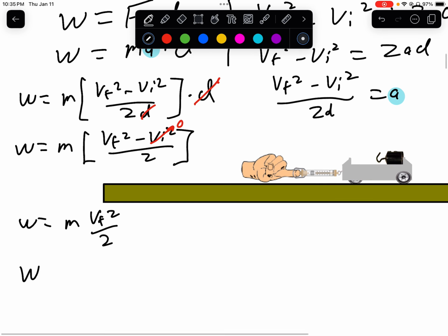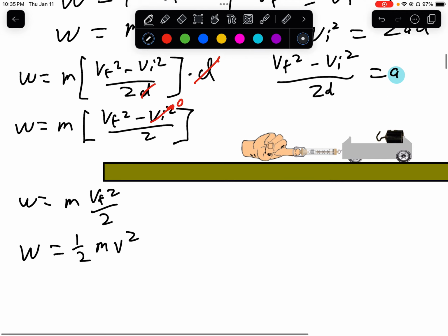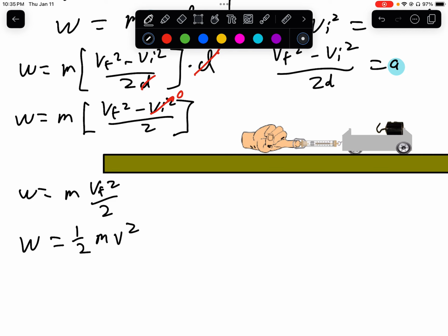It's customary to take that divide by 2 and pull it out to the front and write it as a 1/2. Leave the mass and say some velocity at some point squared. This expression, the work done to accelerate, is equal to 1/2 mv squared.